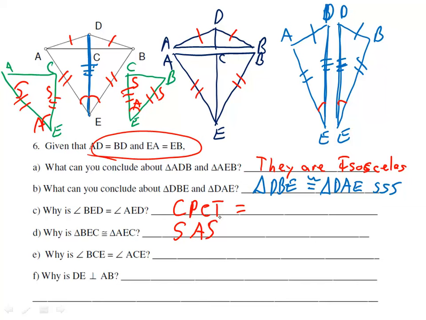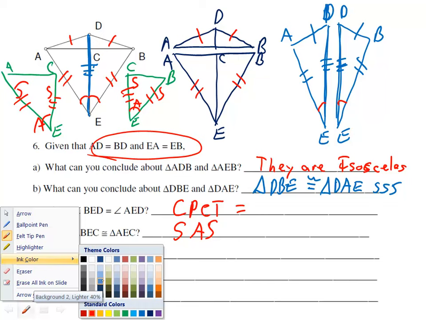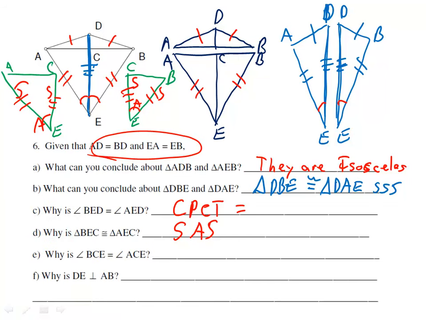Alright, and then so why is BCE, let's see what we got. BCE, why is that equal to ACE? Okay, so we're talking about this angle and this angle. Why are they equal? Well, we just showed those triangles that they're contained in. Here we're talking about these two. Why are they equal? Because of corresponding parts of congruent triangles. So once again, CPCT equal.